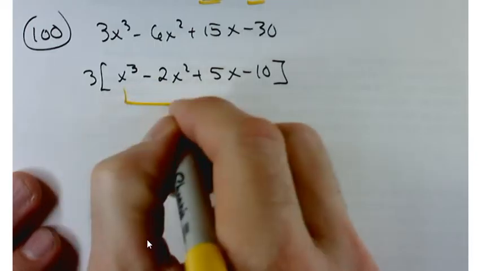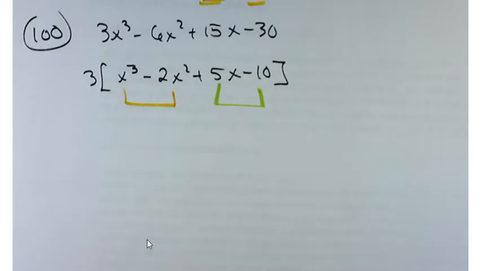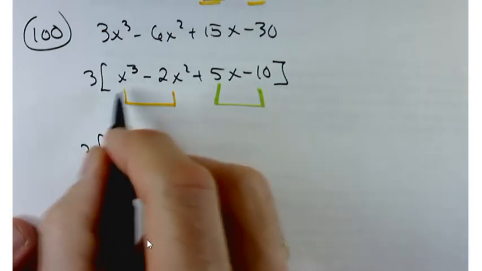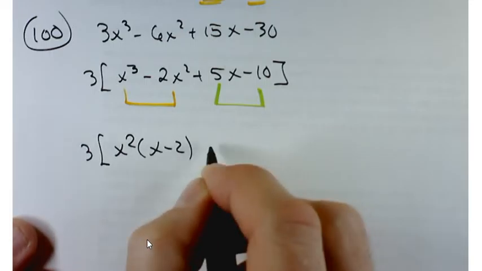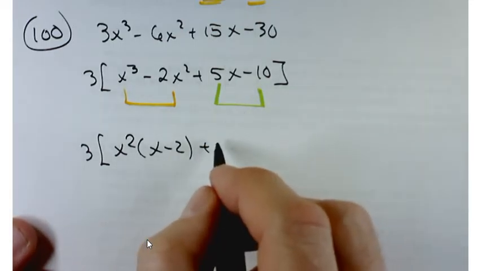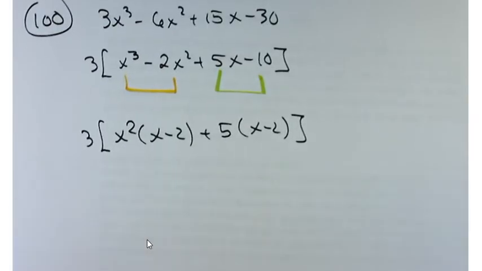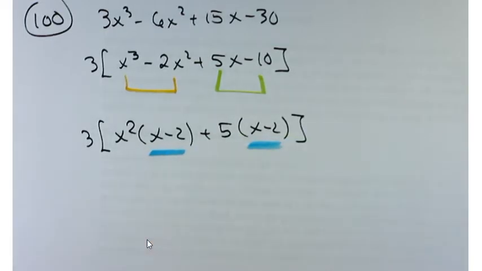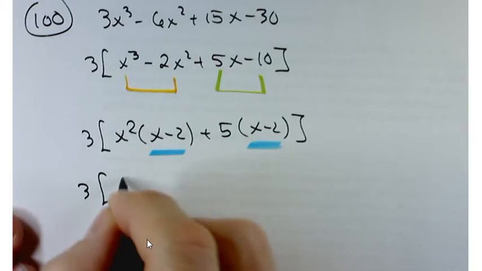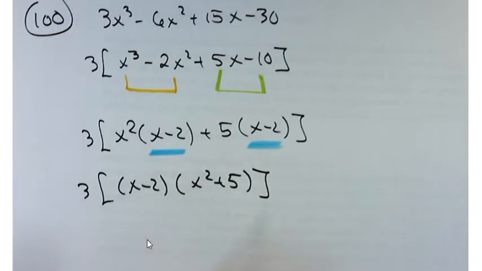So starting with those two and continuing with these two, let's figure out a GCF for each pair. This is going to be 3. What's a GCF for those two? x squared, which leaves behind an x minus 2. And for the second one, 5. x minus 2. Now that x minus 2 is itself a GCF. That's in common to both terms. So it'll be 3 times x minus 2 times x squared plus 5.